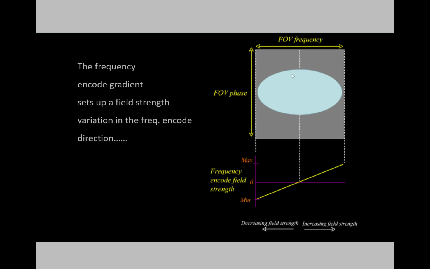And of course the field strength in the middle, or along the line through isocenter, won't be zero, it'll be whatever that MR system's field strength is. So if it's a 1.5T system, it's 1.5T here in the middle, and a 3T system is 3T in the middle, and all the variation is happening above and below that figure.